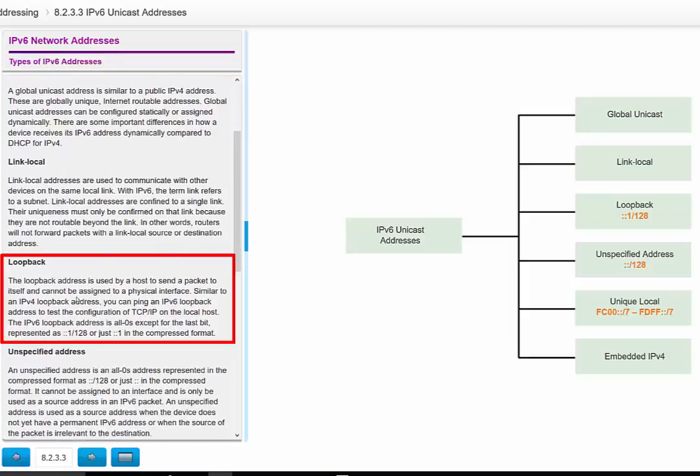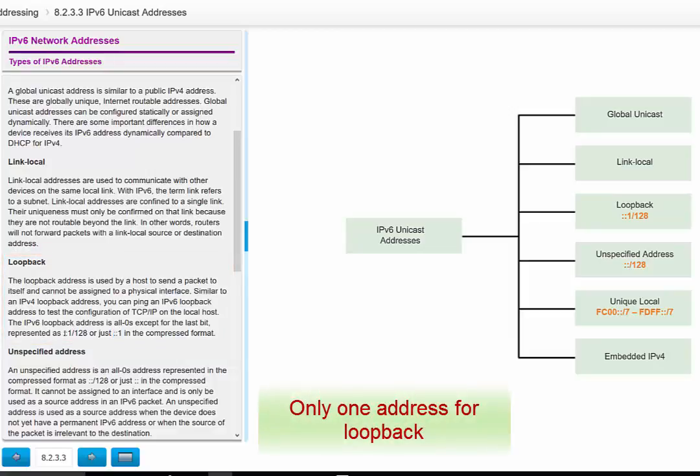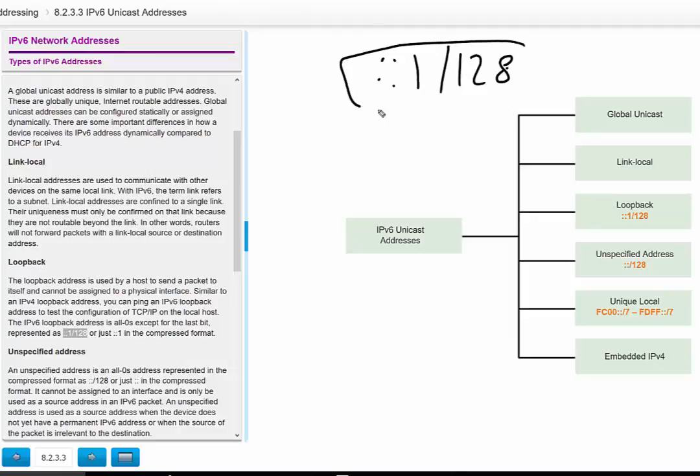We have the loopback, which is again similar to IP address version 4, and in that case, the loopback address is only ::1, which is one single address, and it's /128. So it's ::1/128, one single IP address, not similar to IP address version 4, where it has 127 dot anything. So there are multiple loopback addresses there. Here we have only one address to represent loopback in the case of IP address version 6.